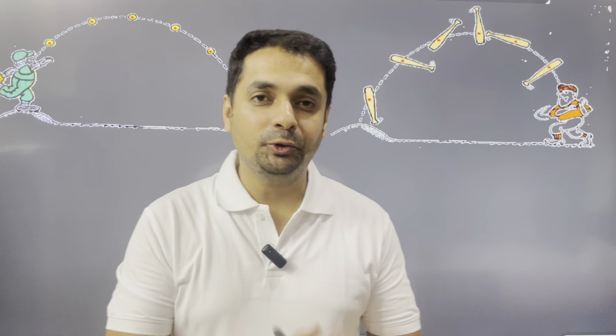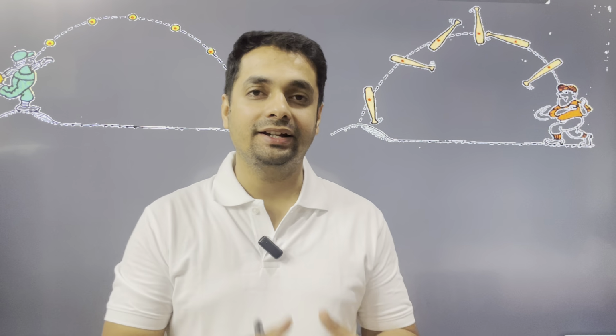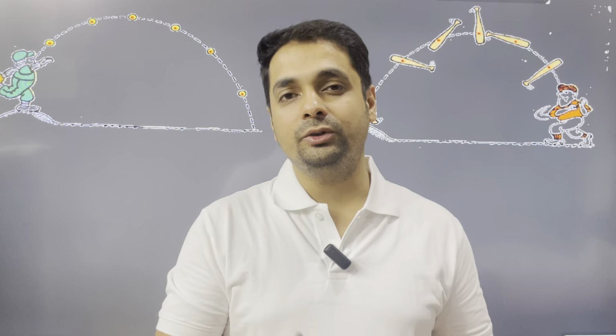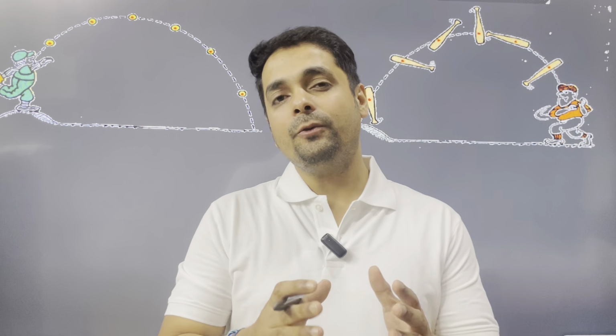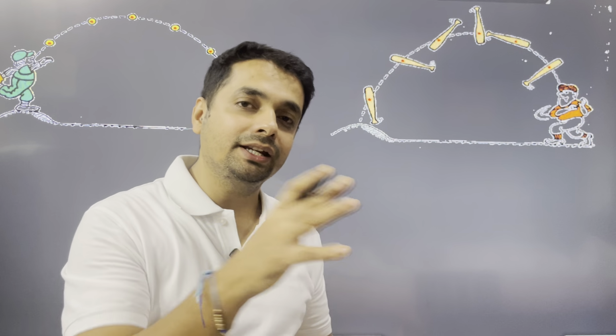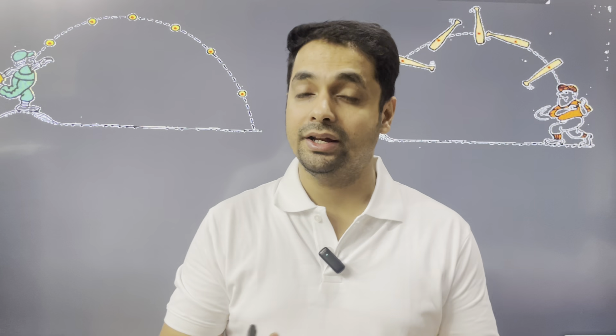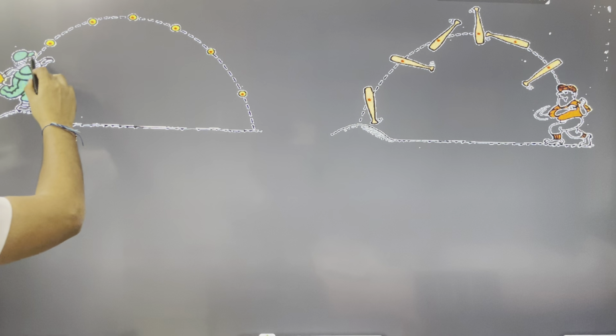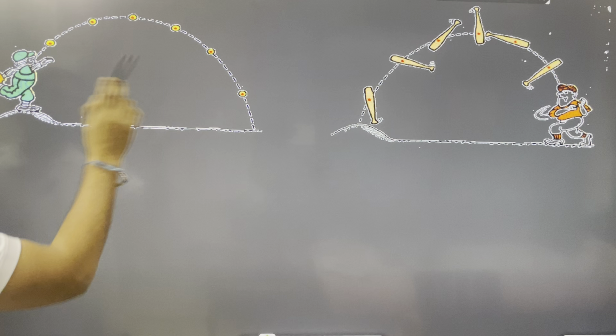Hello friends. Today we are going to start a new topic, center of mass. Before going to center of mass, I have one question: if I take one particle and throw it at a certain angle theta, how will its trajectory be? Its trajectory will look almost like this. It will go in a parabolic path.